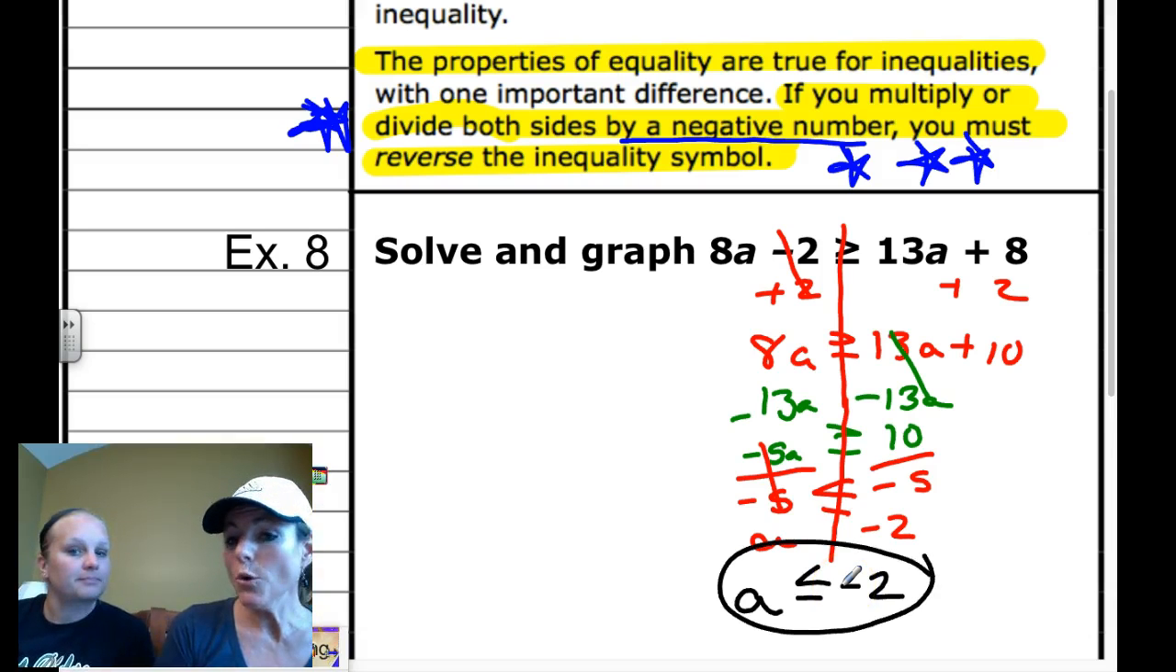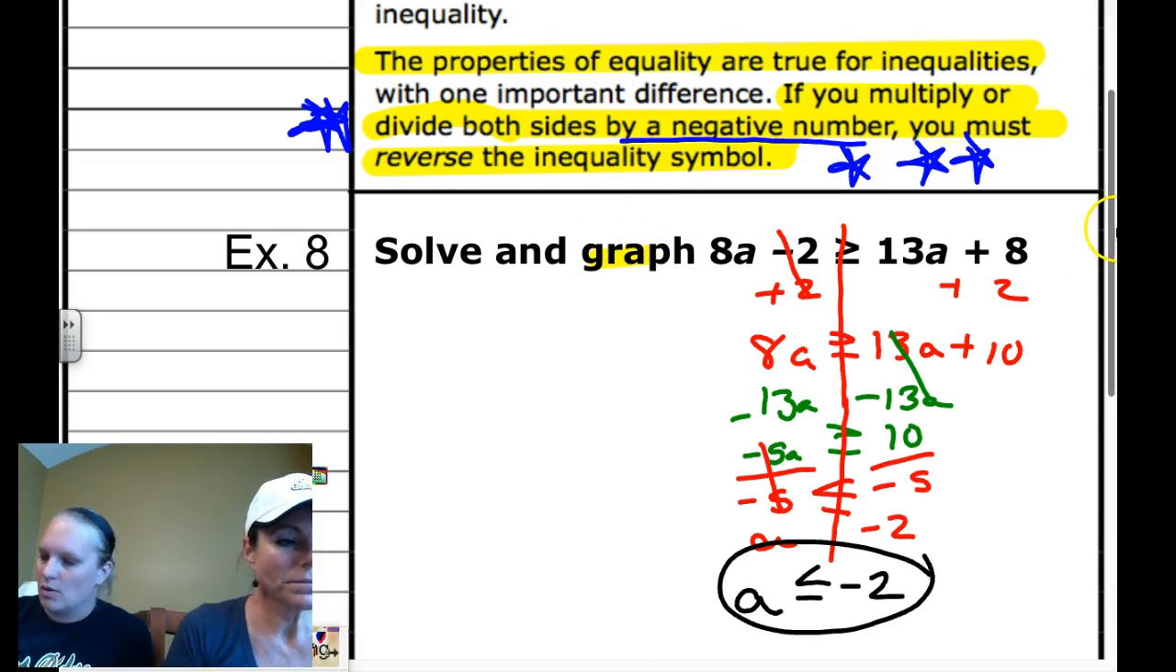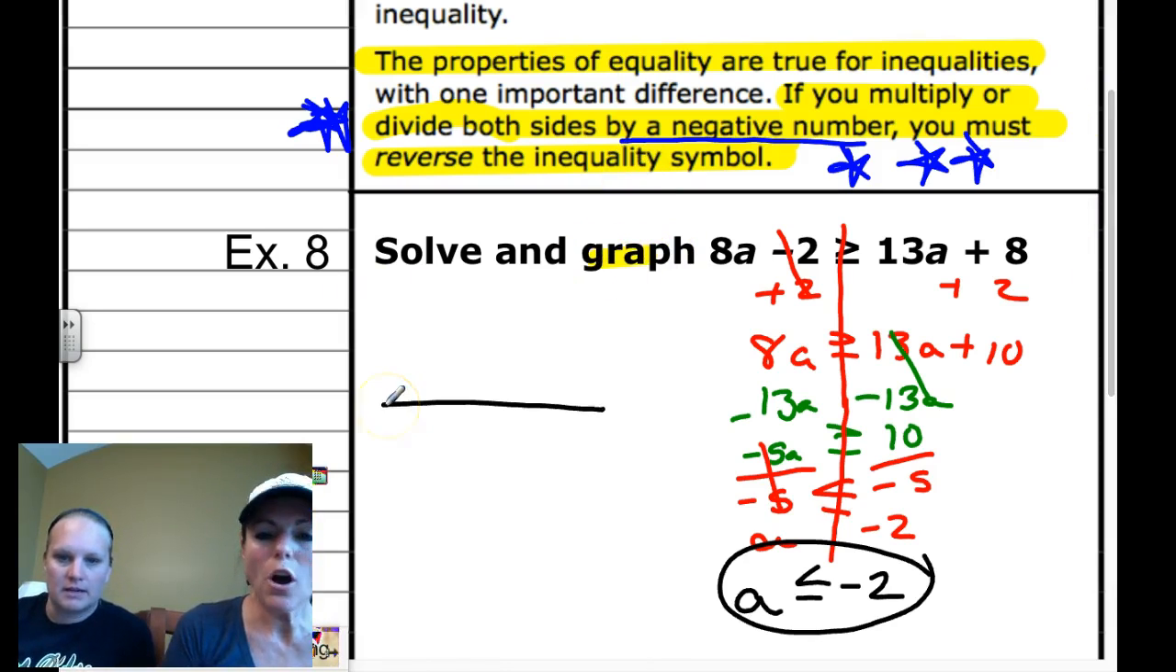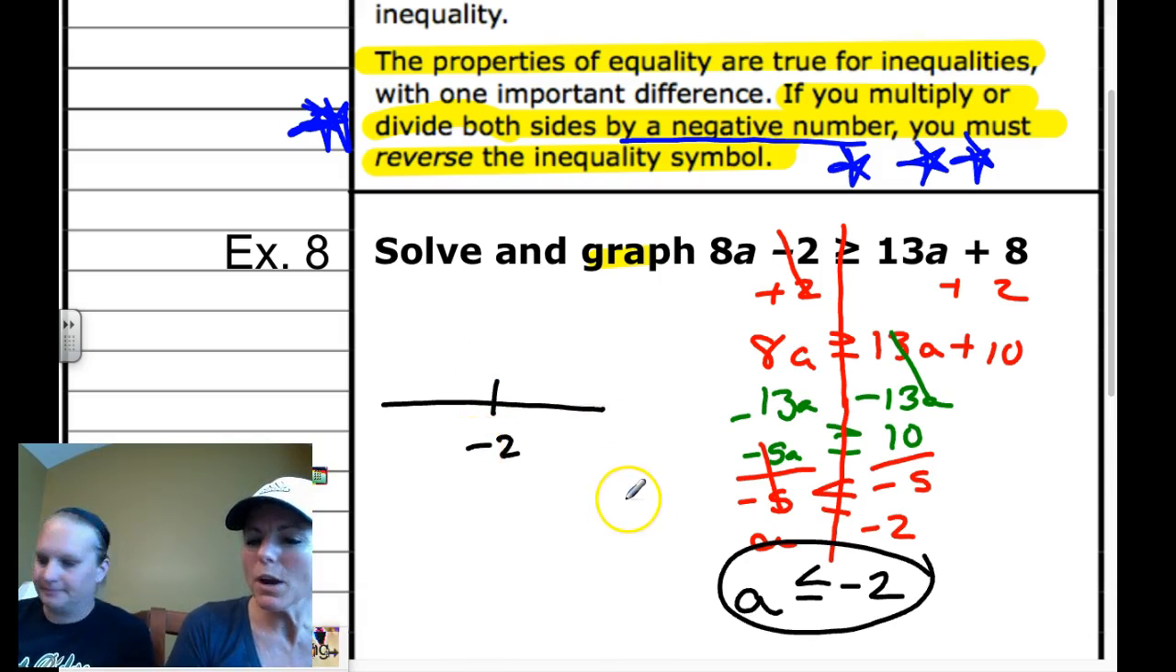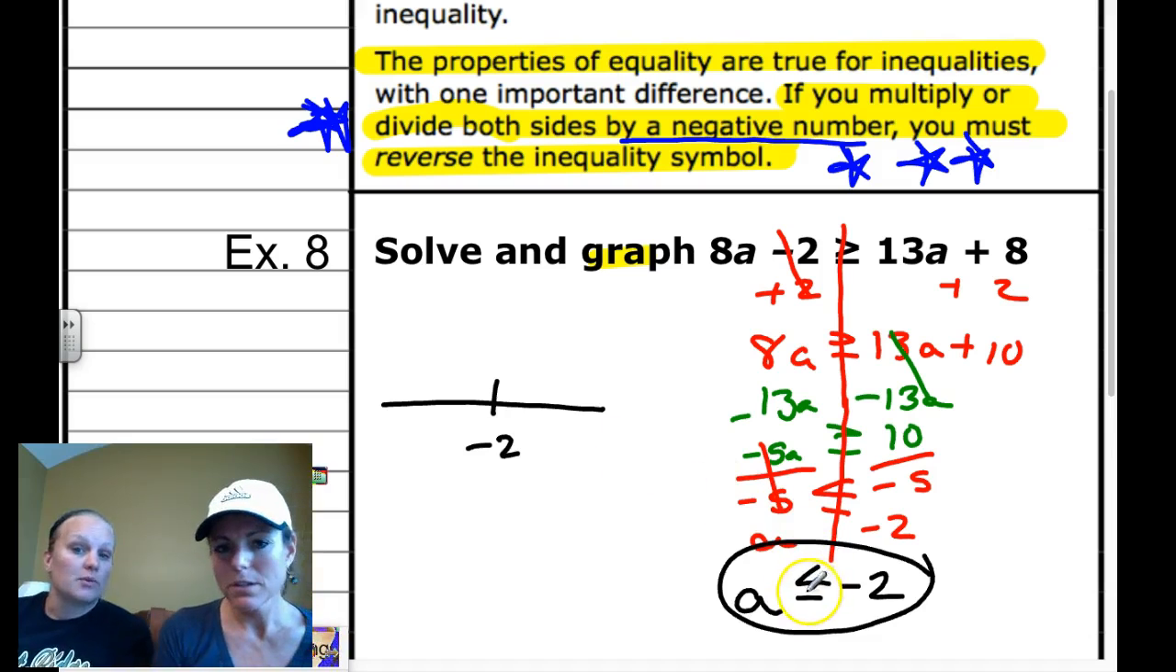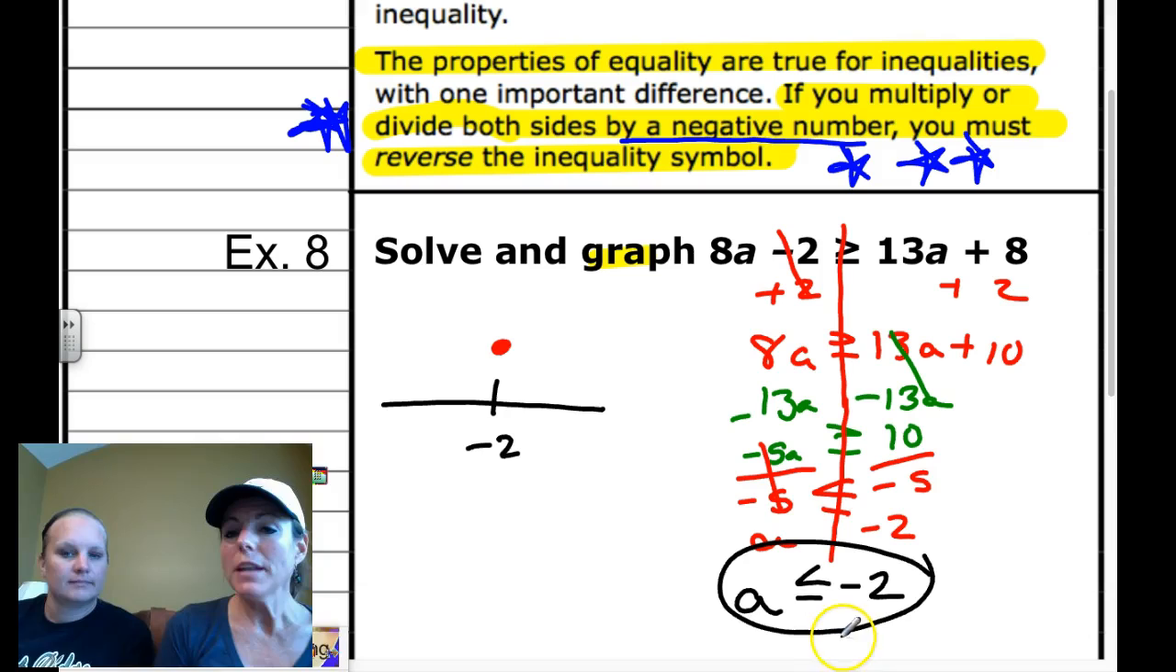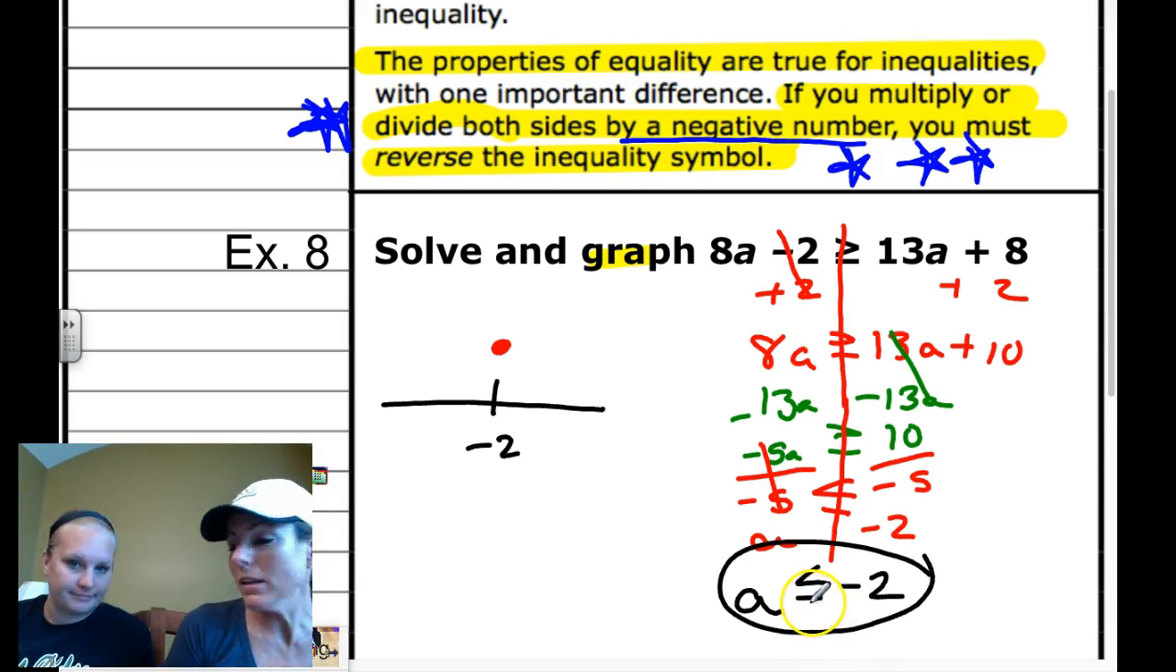But notice what I also wrote. It said graph. So let's draw a number line. Here's my number line, and all we need to do is put 1 point, negative 2. Are we open circle or closed? Closed, because we have an equal. Right. So I'm going to close it. And now notice we go to our final answer.